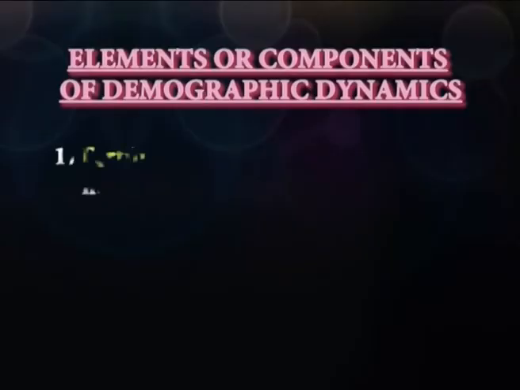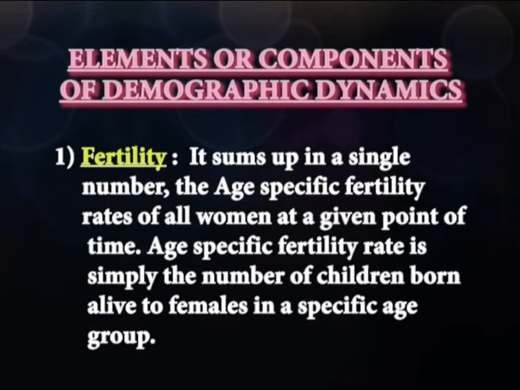The total fertility rate is defined as the average number of children that would be born to a woman throughout her lifetime or childbearing age if she were to pass through all her childbearing years at the same rates as women now in each group. It sums up in a single number the age-specific fertility rates of all women at a given point of time.